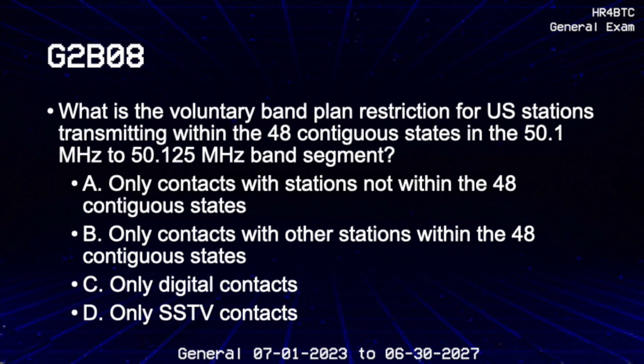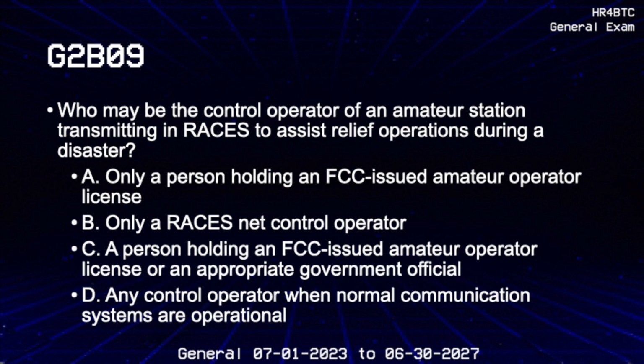What is the voluntary band plan restriction for U.S. stations transmitting within the 48 contiguous states in the 50.1 MHz to 50.125 MHz band segment? Only contacts with stations not within the 48 contiguous states. Who may be the control operator of an amateur station transmitting in RACES to assist relief operations during a disaster? Only a person holding an FCC-issued amateur operator license.